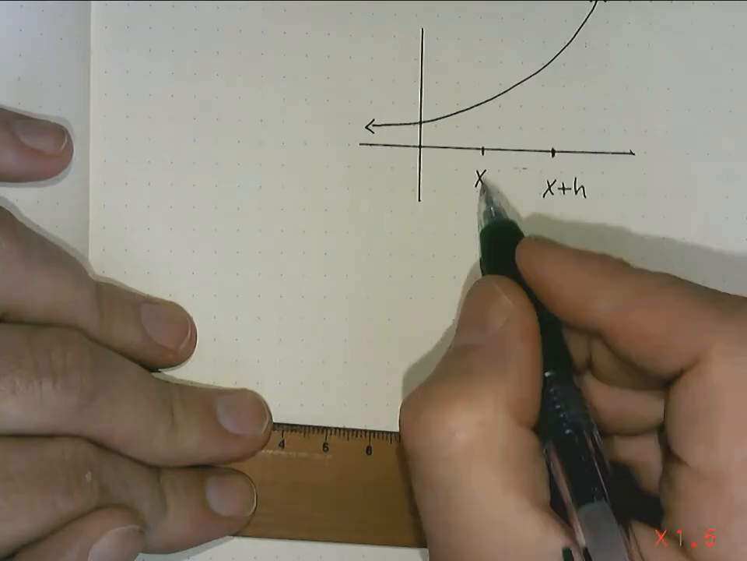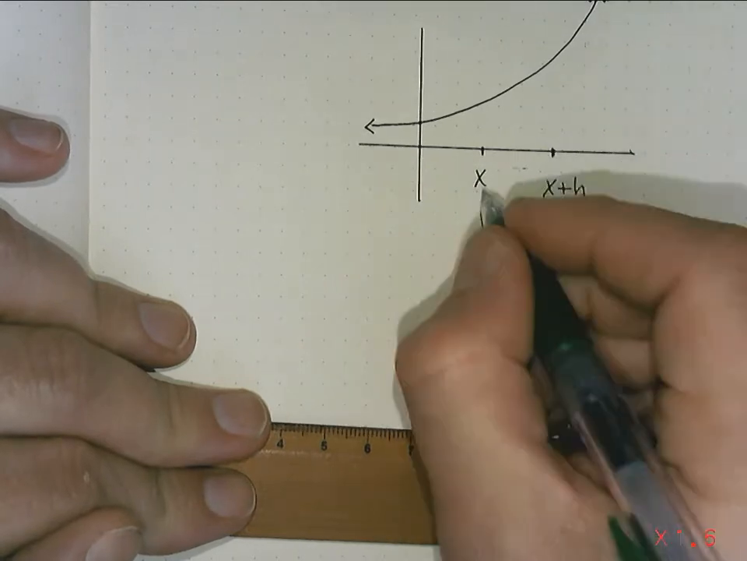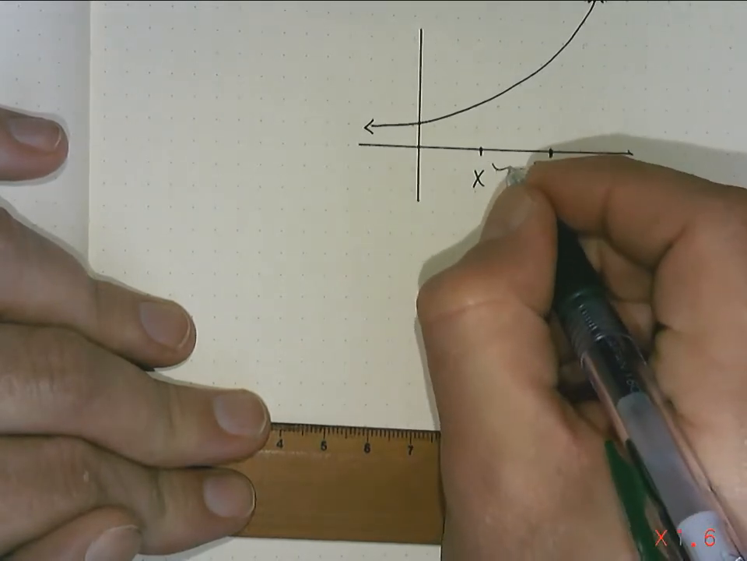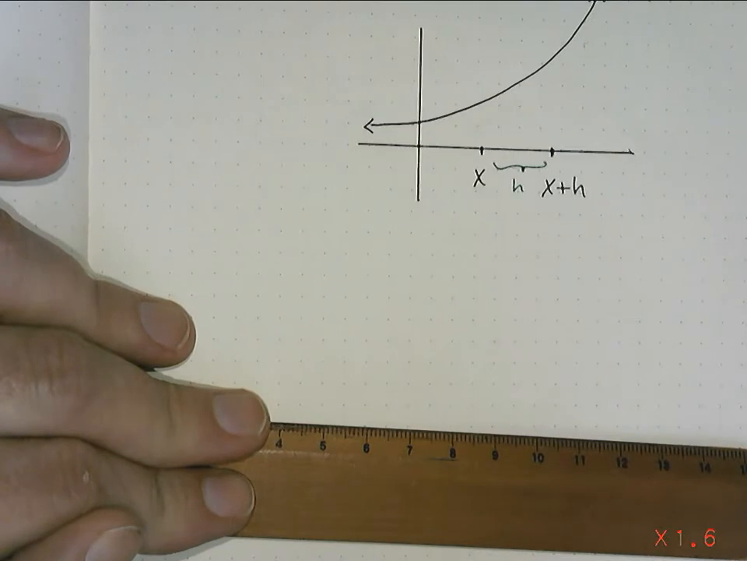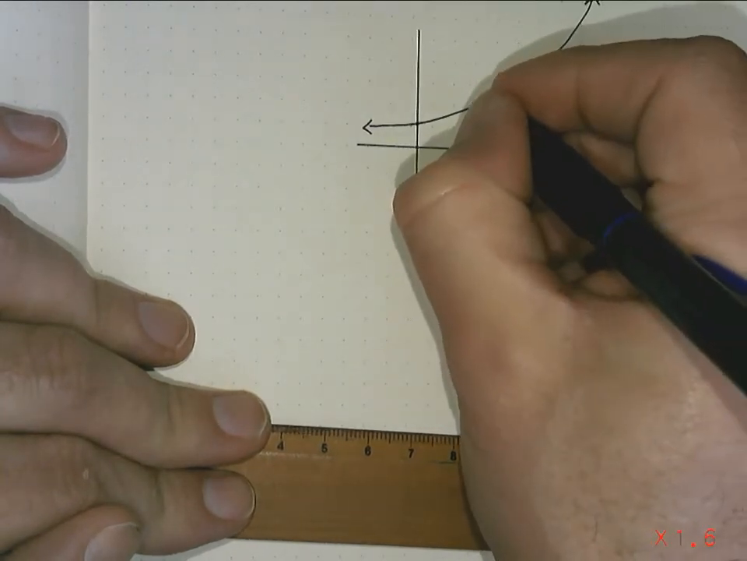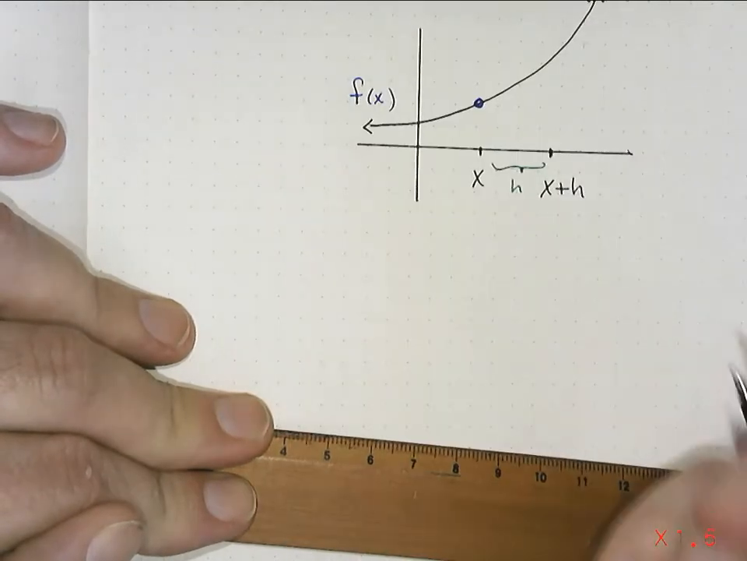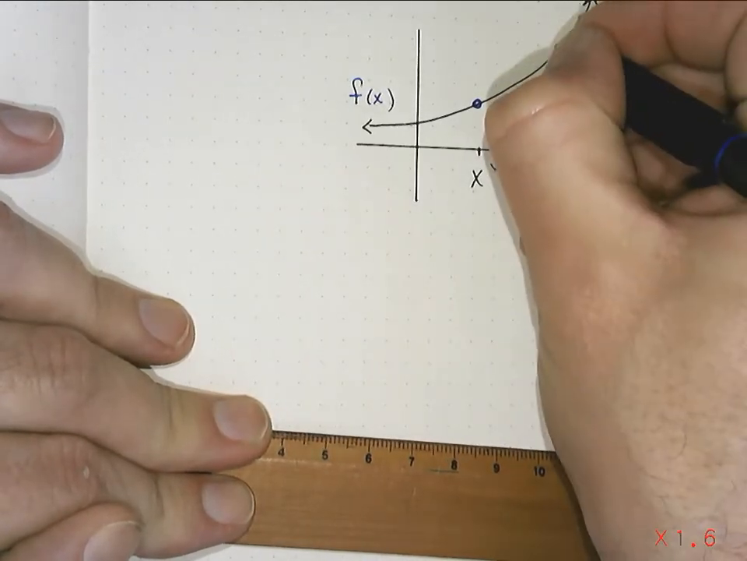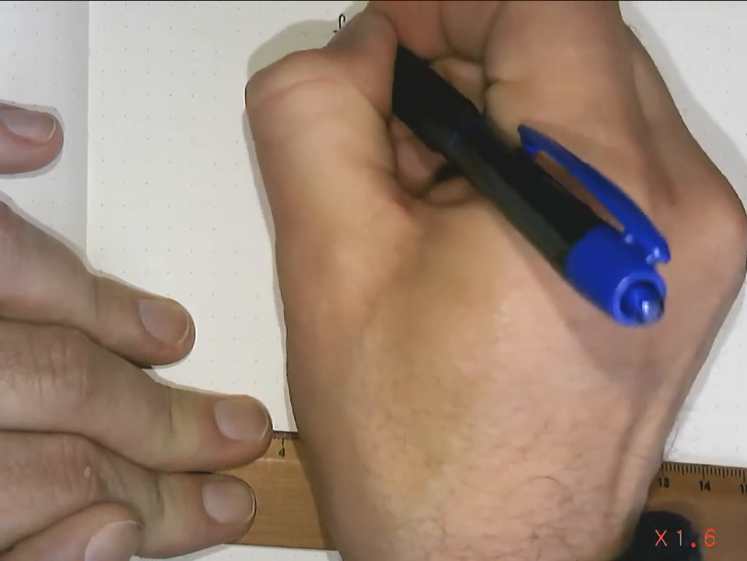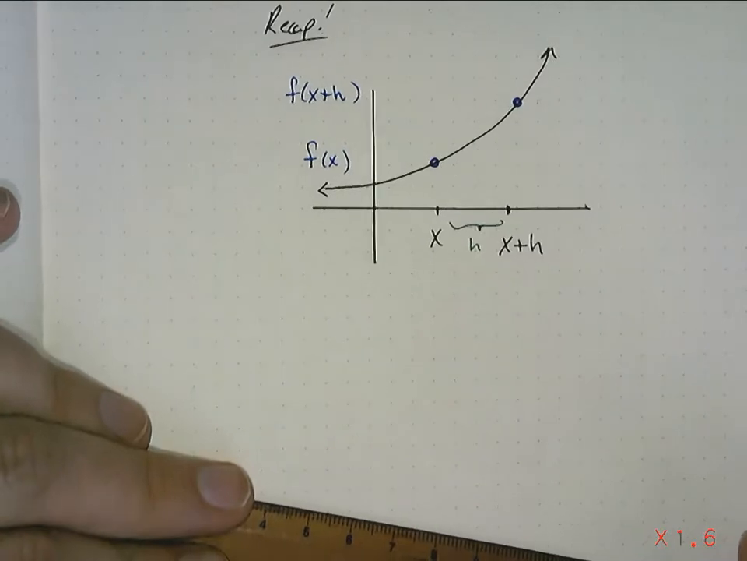So I've got my first point. I've got my second point on the domain. This distance here in between is h. So when I go up and I talk about the points on the curve using function notation, this will be f of x. When I come up and talk about this point on the curve, this will be the function f of x plus h. So I now have 2 points.